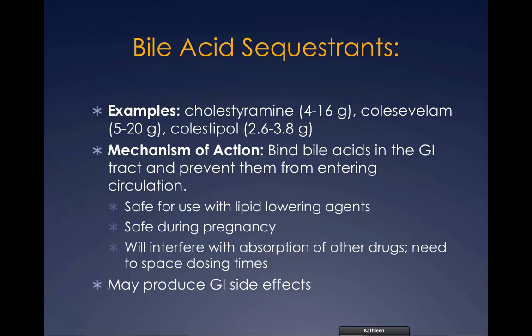Bile acid sequestrants, examples are colestipol, which is 4 to 16 grams, cholestyramine is 5 to 20 grams, and colesevelam is 2.6 to 3.8 grams.